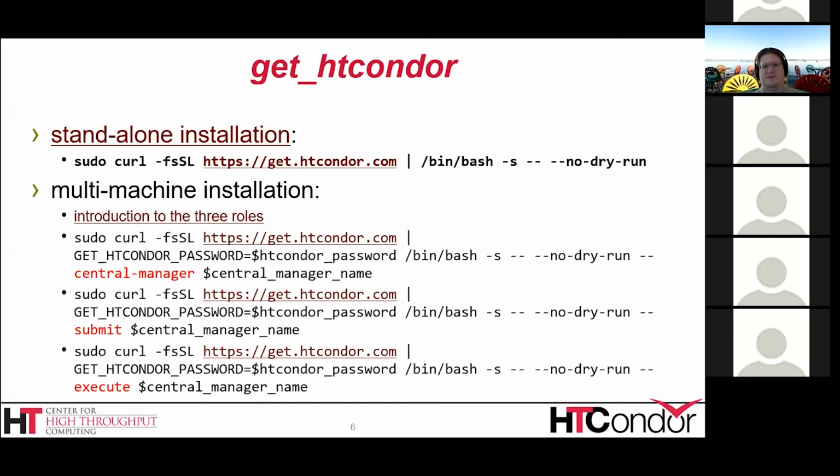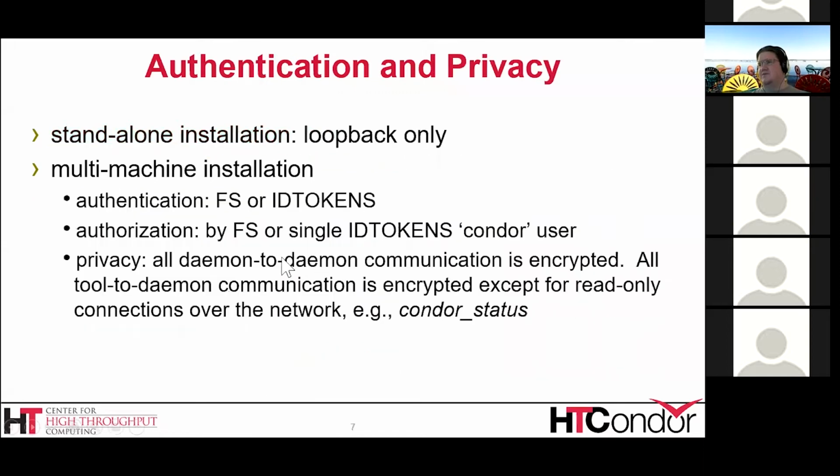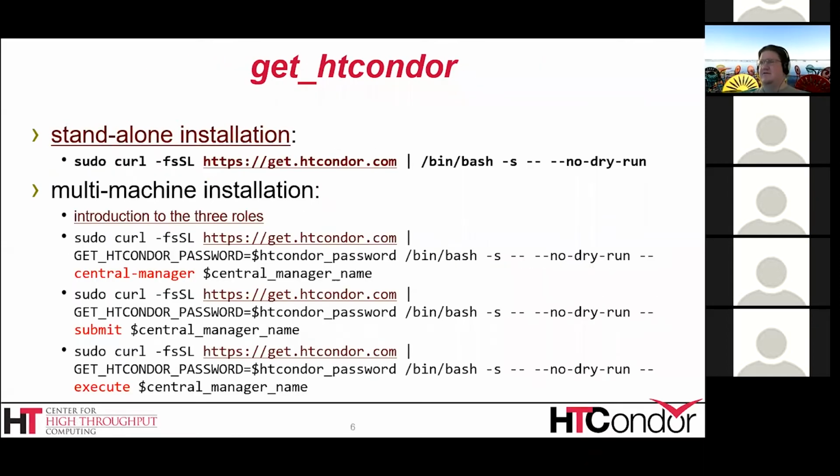Todd's demo on Monday did a really good job of showing how you do the multi-machine installation. I just want to say here, because I'll be talking about authentication and privacy next, this pool password on this screen is kind of the root of the security model and the security strength for the pool that Get HTCondor installs. So it's important that it's a good password. There's no particular length for that password. If you want to just spit a bunch of random words out of a dictionary at it, that's actually a pretty good way of getting the job done.